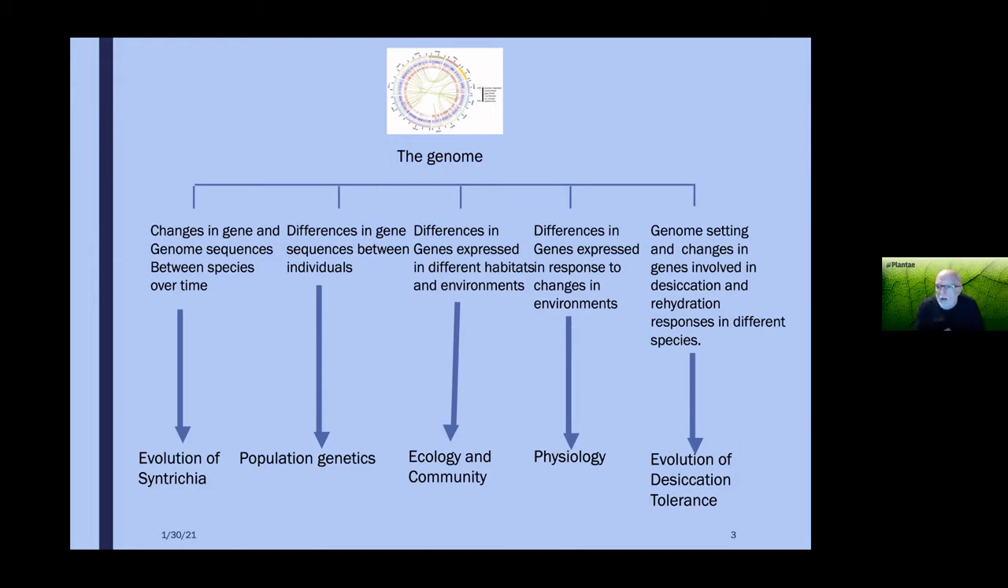we've looked at how the genome setting and the changes in the genes that are involved in desiccation and rehydration responses in different species. And I've looked at that from the level of the bryophyte as well as resurrection angiosperms. But it gives us now a handle on looking at how desiccation tolerance itself, which is a trait that is deep in the history of land plants, gives us an idea of how that trait has evolved over time.